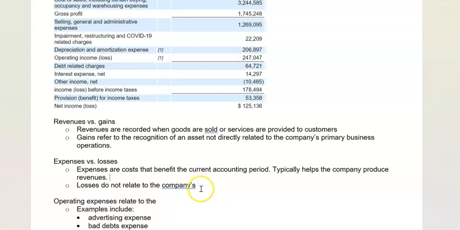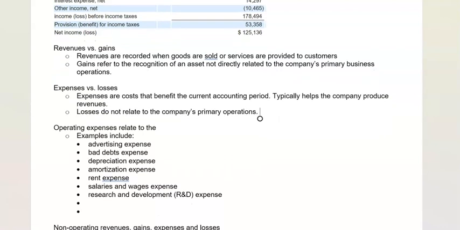Losses, on the other hand, do not relate to the company's primary operations. For example, think about the impairment of inventory. Inventory decreased in value because of something that happened either in the market or something that happened to the company's specific inventory. It wasn't necessary to run the business, but it's something that happened to the company and reduced income. Operating expenses relate to the primary activities of the company. They are the expenses that are necessary for the company to run its business and produce revenue.